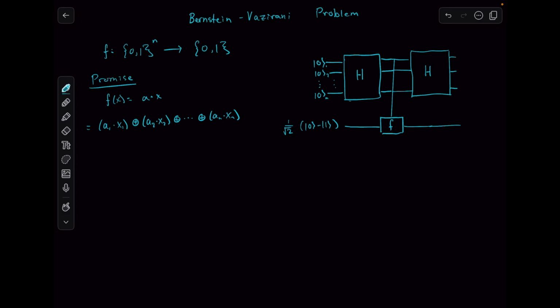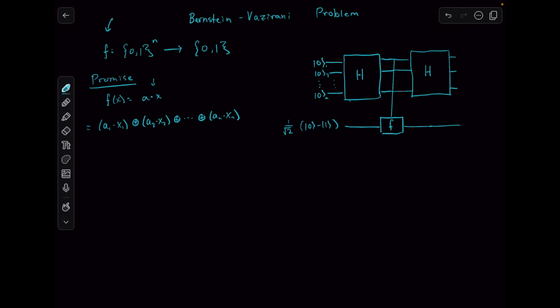And again, we're working with this oracle model of computation. So we're given access to some unitary, which is going to execute f of x for us. And this f of x is a Boolean function that maps a binary string of length n to 0 or 1. And the promise is that it's going to take this modulo 2 scalar product between some hidden bit string a and your function input x.